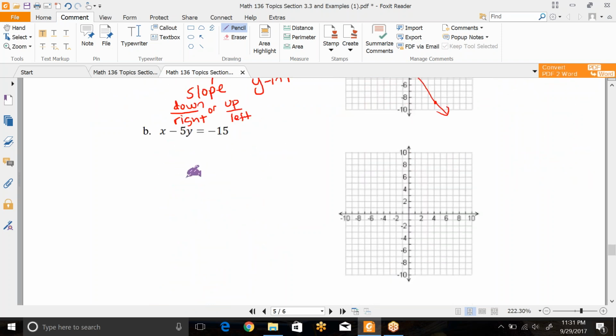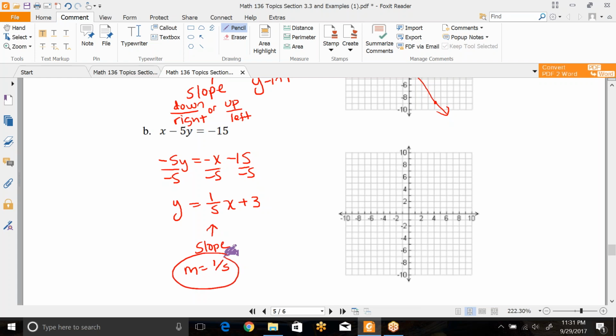Okay, for part b, we need to solve again for y equals. So subtract over the x. Divide everything by negative 5. Be very careful here. That would be negative over negative, so that's positive 1/5 x, because the 5's on the bottom, and then plus 3. So my slope is 1/5. And my y-intercept is 0, 3.